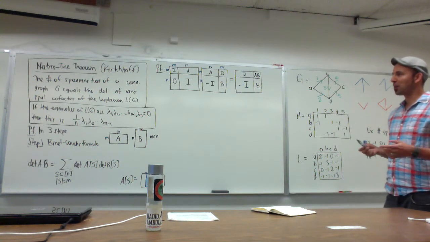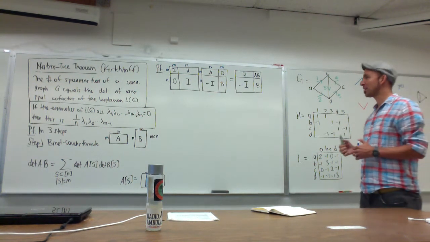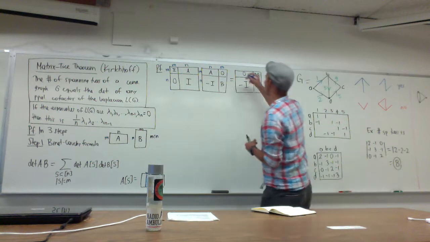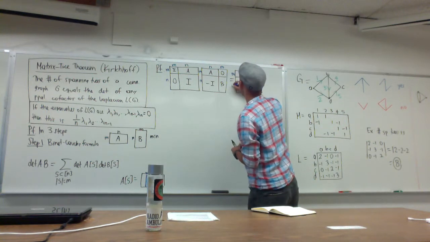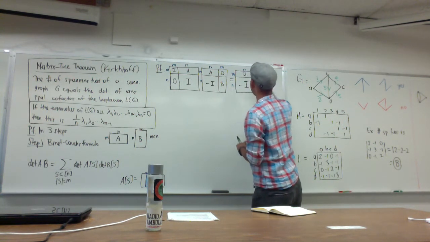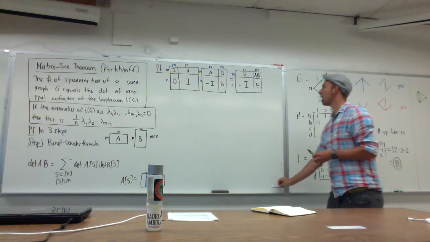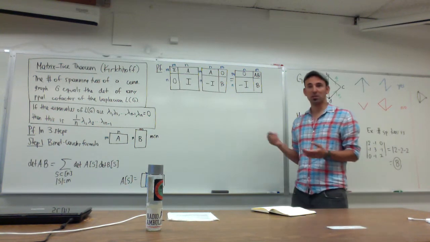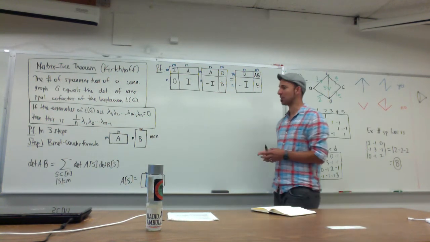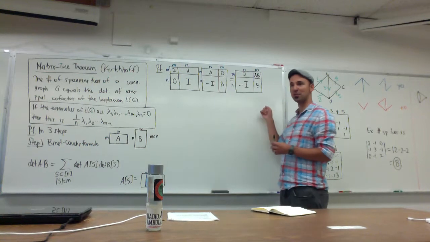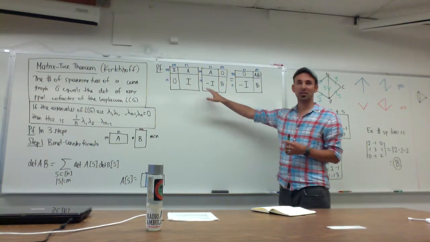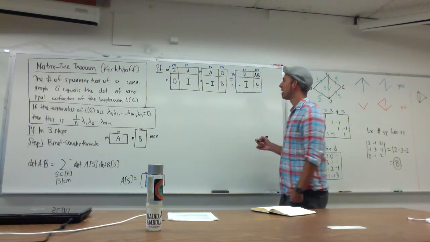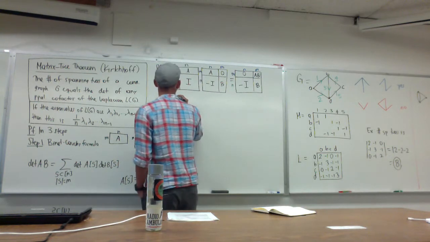Okay, so why do I do this? Because I'm going to now use the fact that these are square matrices. Because they're square matrices, I can use that the determinant of this equals the determinant of this times the determinant of this. Right? Now, what is the determinant of this matrix?